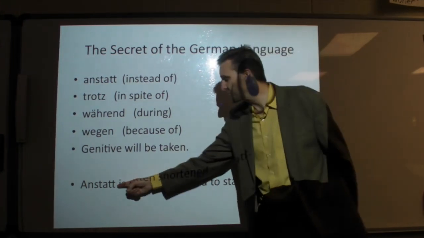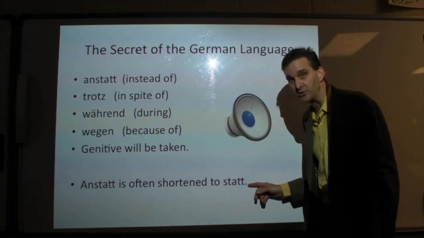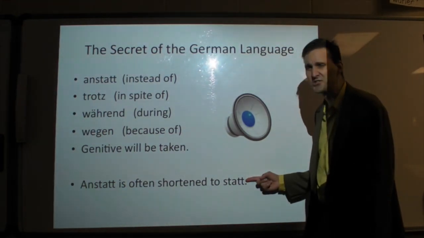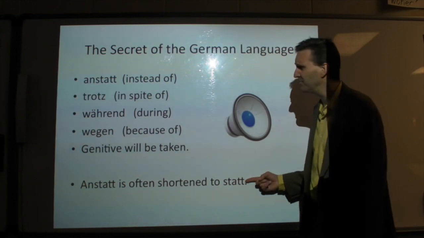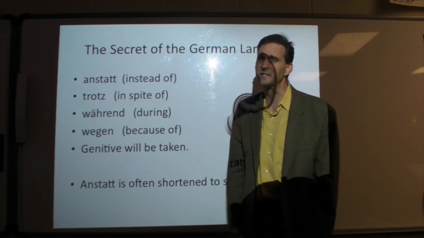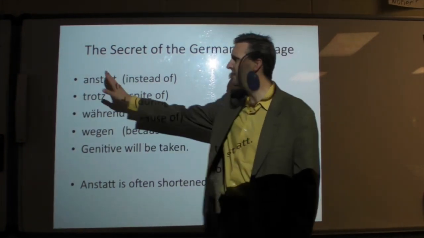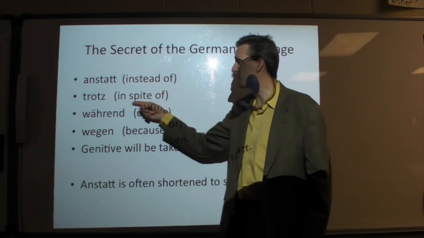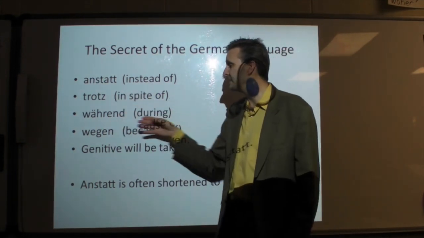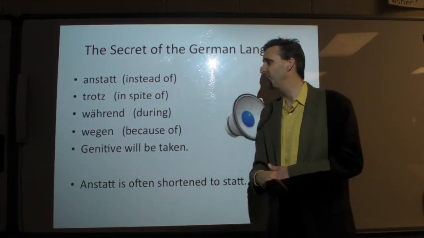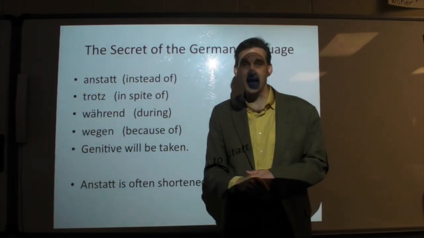A lot of times anstatt is simply shortened to statt. You'll hear Germans say that a lot, just statt. In fact, I think Germans say statt almost exclusively. I hardly ever hear anstatt, at least in spoken German. So you might even want to just say statt, but it's okay. Anstatt, trotz is in spite of, während is during, wegen is because of. So anstatt, trotz, während, wegen, genitive will be taken.